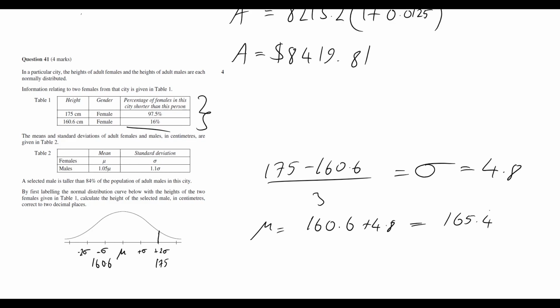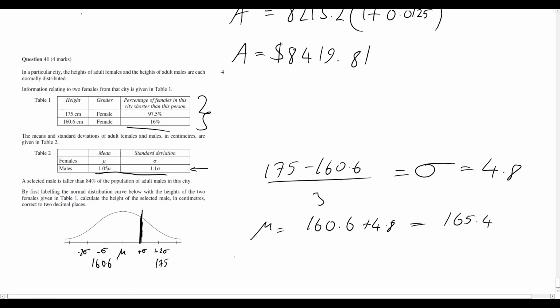Okay, so now let's continue. A selected male is taller than 84% of the population of adult males in this city. Again, reminding ourselves, what's left of 84% from the 100? There's going to be 16%. That means this guy would fall right at the top of that first standard deviation, so he is mu plus sigma. But let's not forget that he is a male, so we're going to be operating with this row of data.